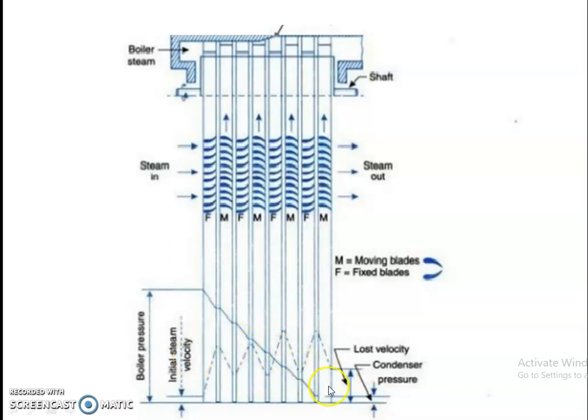Simultaneously, the loss of velocity happens, and the boiler pressure from the lower section is drastically reduced. From the fixed blade the pressure drop will happen, and in the moving blade also the pressure drop will happen. Finally it goes to the condenser pressure of 0.01 bar. The loss of velocity is denoted in the graphical representation for the fixed blade and moving blade.